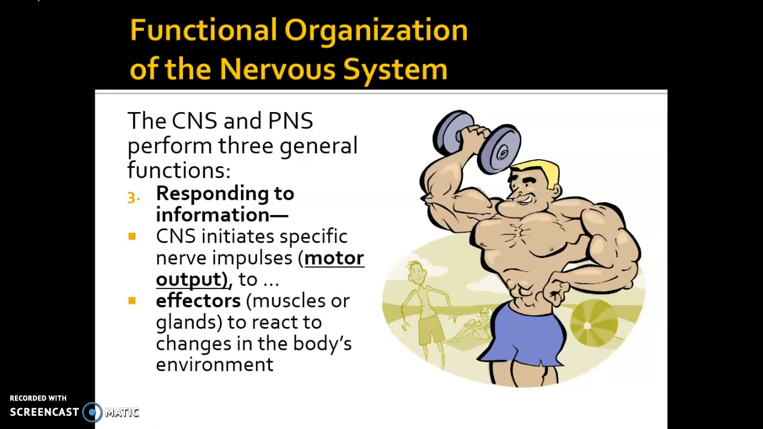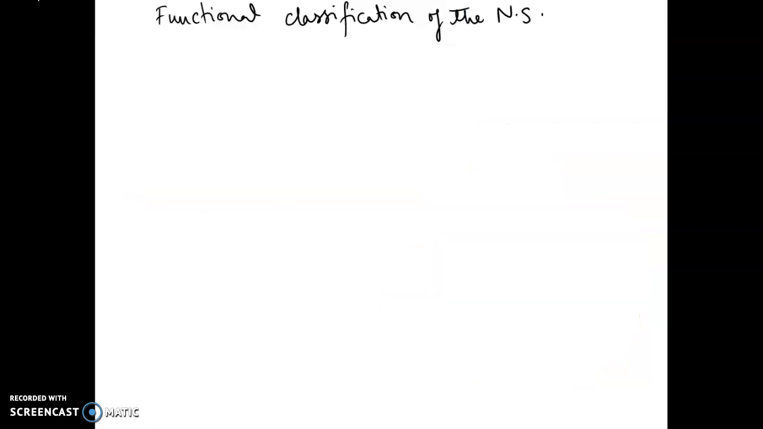So, responding to information: the central nervous system initiates specific nerve impulses, or motor output, or motor command that goes to the effectors. And as I mentioned before, the effectors can be the muscles, glands, and adipose tissue as well. Functionally, this is really, really important. Actually, I should stop here and start a new video because it's already 12 minutes.